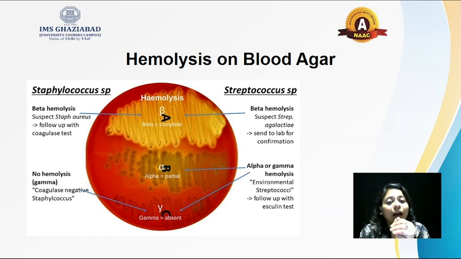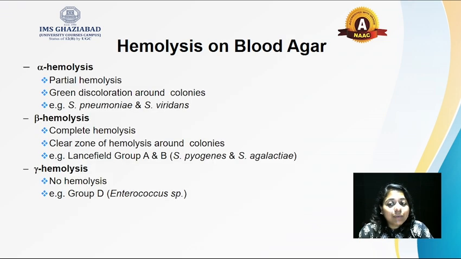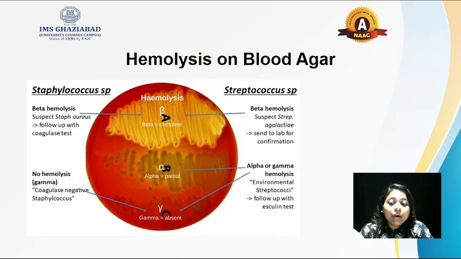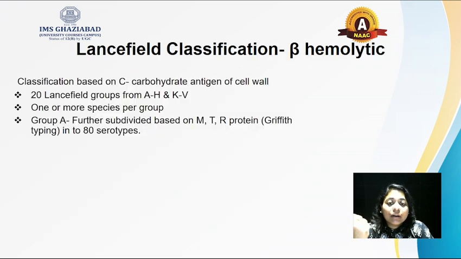And the last one is gamma hemolysis. Gamma hemolysis is where no hemolysis is caused by the bacteria grown on the blood agar plates. So it is divided into alpha hemolysis, beta hemolysis and gamma hemolysis. Next, the third classification is the Lancefield classification. It is explained as based on the carbohydrate antigen of the cell wall.